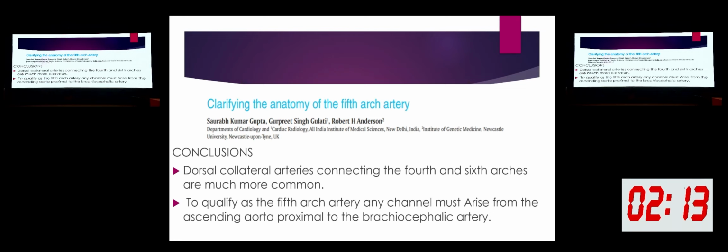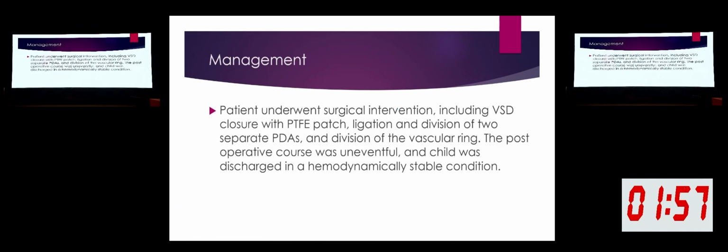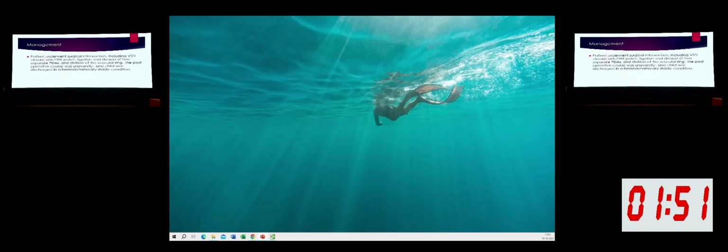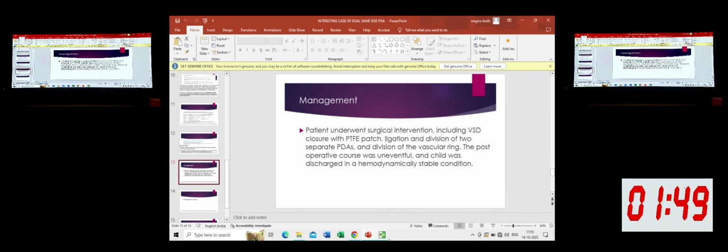So we could not fit it into the definition of persistent fifth aortic arch, and maybe it is a dorsal collateral artery, though there was no cause for the two separate same-side PDAs to happen in this patient. So management wise, they divided both the PDAs and the patient is doing fine. I'll show you the post-op images also.